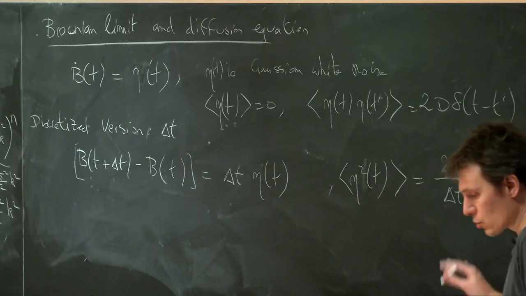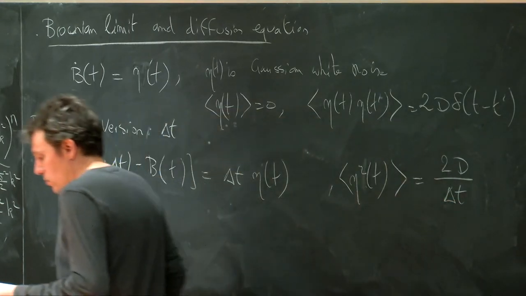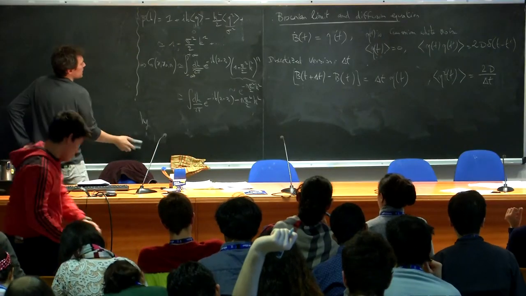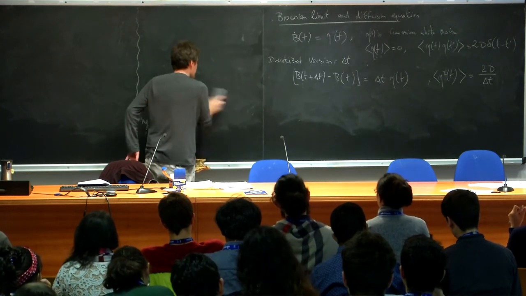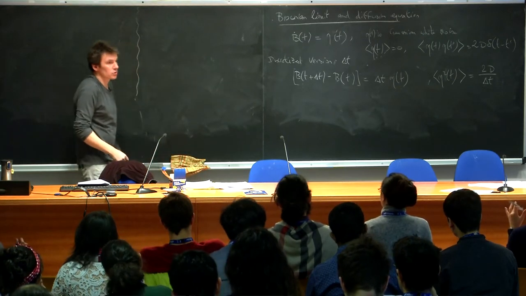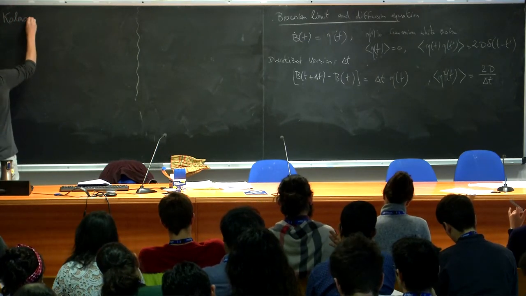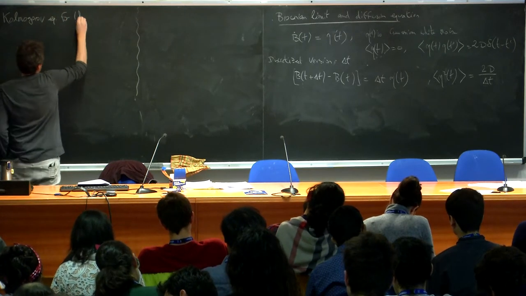Okay, so now I want to write the forward Fokker-Planck equation, or forward Kolmogorov. I told you, it's better to call it Kolmogorov, in fact, because it's not really a Fokker-Planck. So I want to write the Kolmogorov equation for this discretized version, and then take the limit delta t goes to zero. So, the Kolmogorov equation for the discretized Brownian motion.